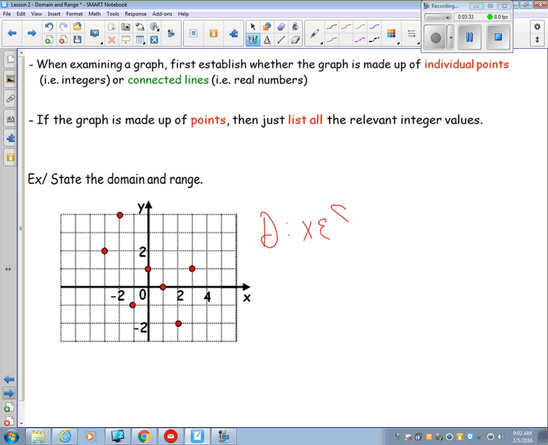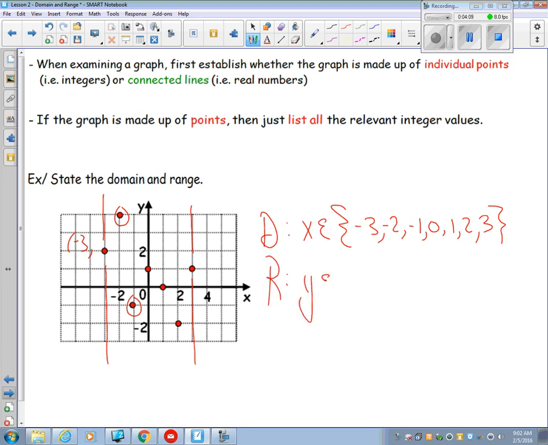The x's from left to right, so I start over here. My smallest x would be at -3. This point right here is -3 and something. Then this one here is a -2, and this one here is a -1. And so on. I've got a 0, a 1, a 2, and a 3, and that's the furthest to the right it goes. So when we do our domain here, I can say my graph is between -3 and 3. It's only integers.